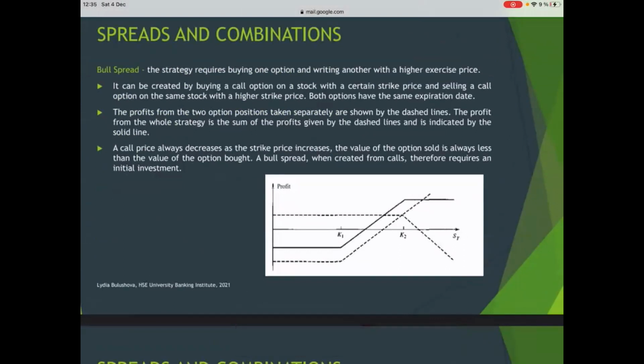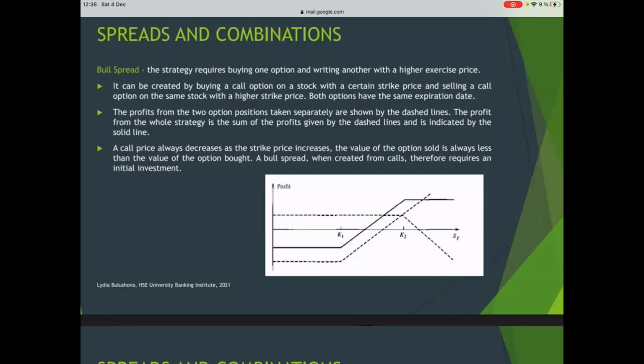Here is the image. That's how it works. You buy one option and you write another one with a higher exercise price. A call price always decreases as the strike price increases. The value of the option sold is always less than the value of the option bought.